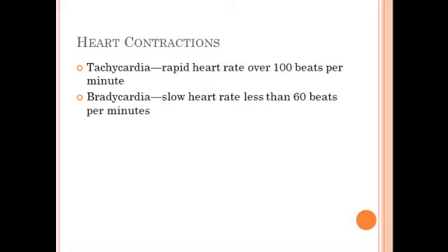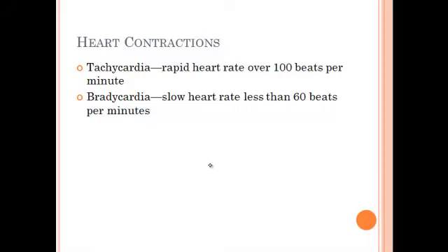So an athlete, especially if you're in really good shape, your heartbeat's often going to be a lot lower than that 75 beats per minute. But people can naturally have a higher or lower heartbeat. We call this tachycardia if it's over 100 beats per minute, and bradycardia if it's below 60 beats per minute.